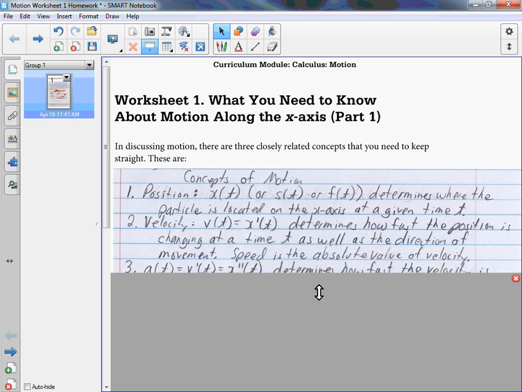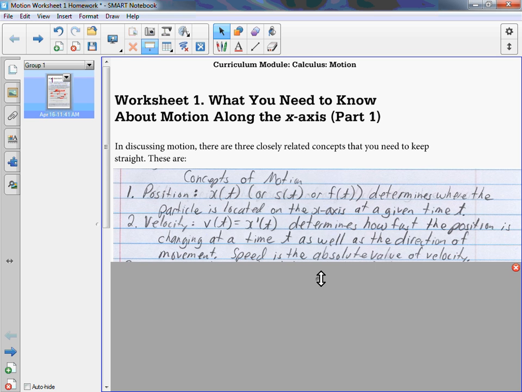Velocity can be called v of t, or whatever you named the position function, that prime. So x prime of t, or s prime of t. But the velocity is the derivative of the position. The velocity function is the derivative of the position function. And this determines how fast the position is changing at a time t, as well as the direction of movement. It's the rate of change of the position. Velocity is the rate of change of the position.